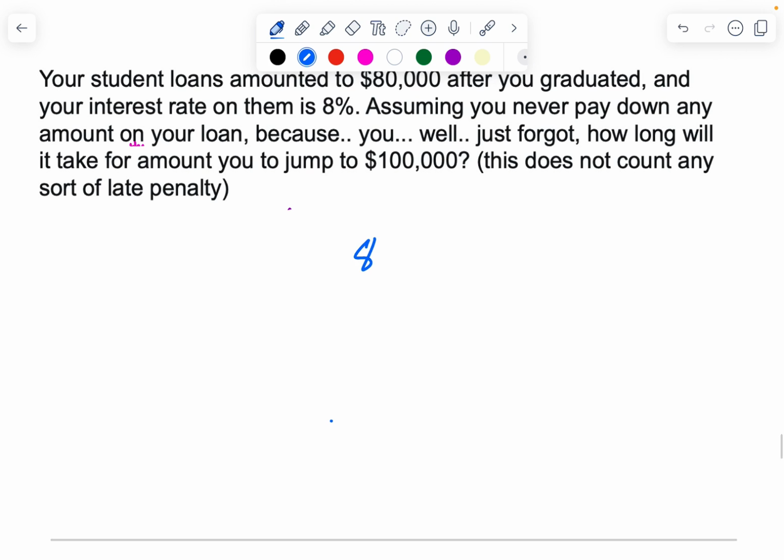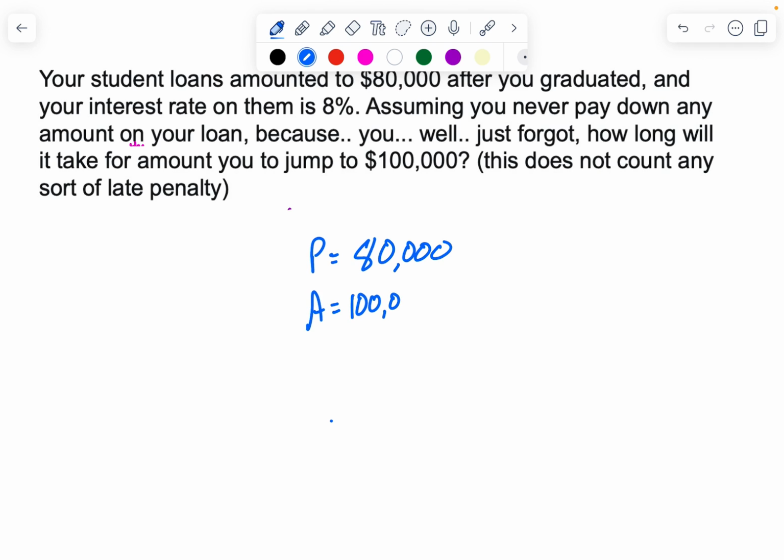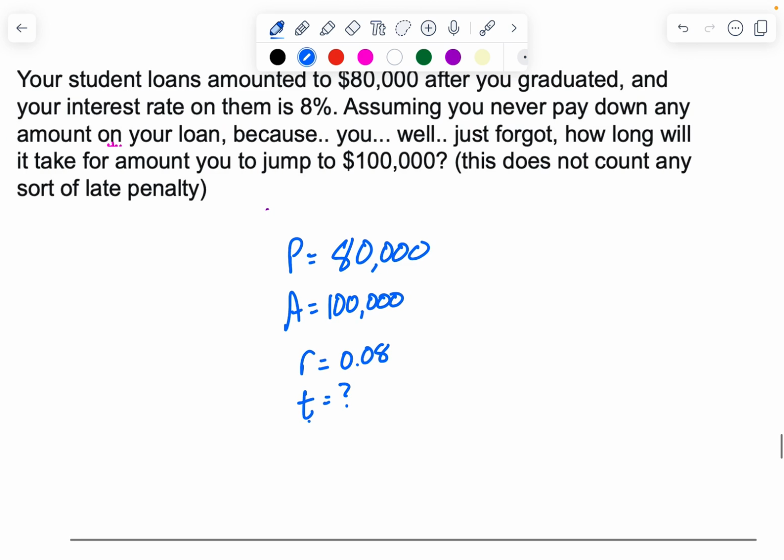We're starting with $80,000. That's our P. Our final amount is $100,000. Our interest rate is 0.08, and we want to solve for time. Now, would we use PERT or would we use our standard compound interest? Well, I don't see the word continuous compounding, so we're not going to use PERT. We're going to go back to that first formula we saw.